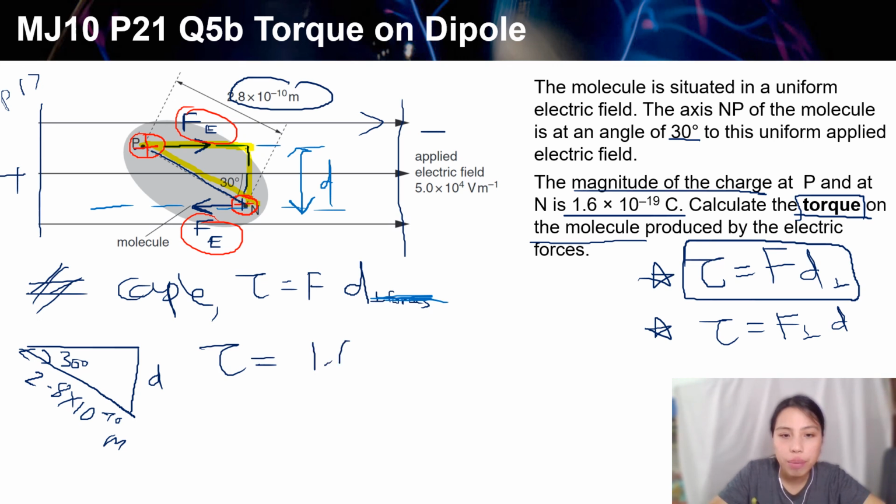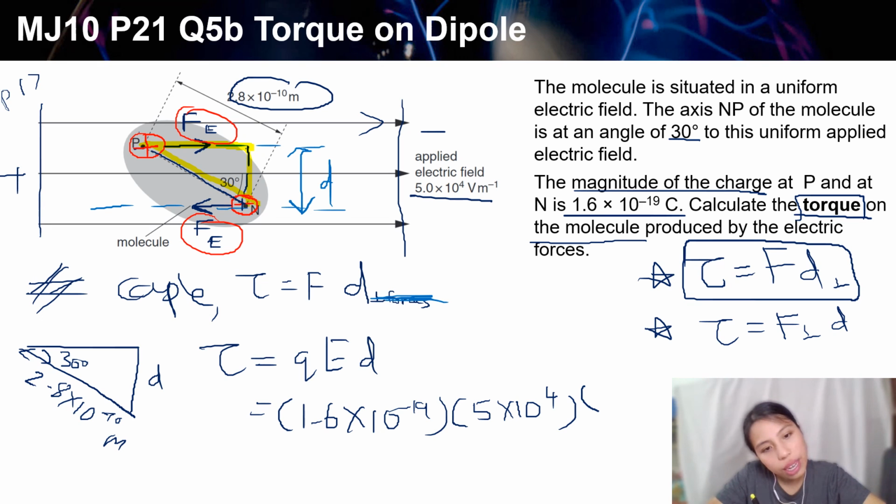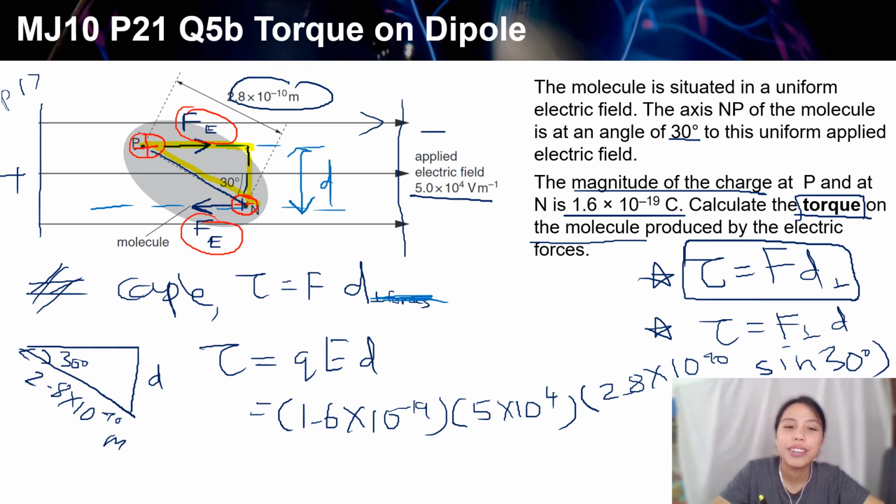So the force is the same at both sides. What did I write? That's not the force. Torque is QE times D. That's better. The charge is 1.6 times 10 to the negative 19. Electric field strength given to us is 5 times 10 to the 4. And lastly, the distance. Oh no, no more space. What is this distance D? Well, opposite over hypotenuse. So that will be 2.8 times 10 to the negative 10 sine 30. A bit crowded there.